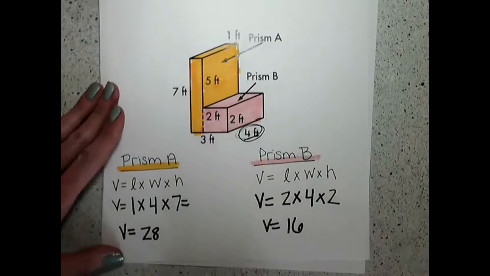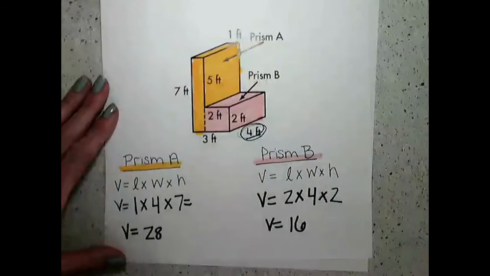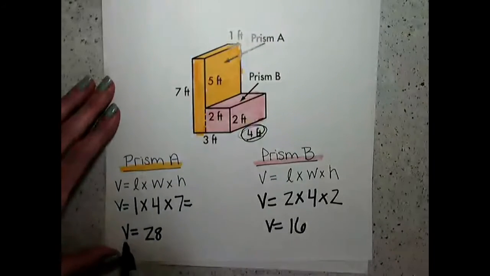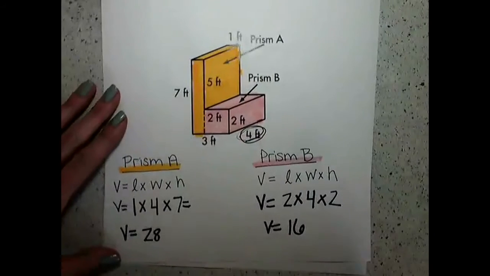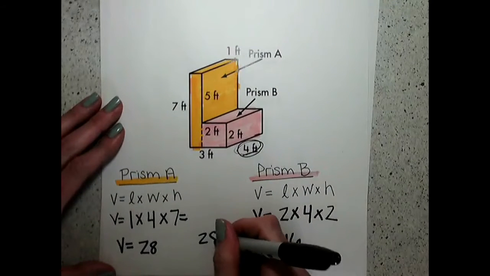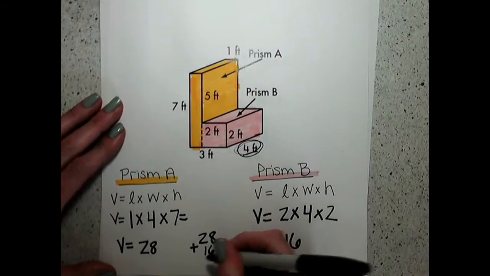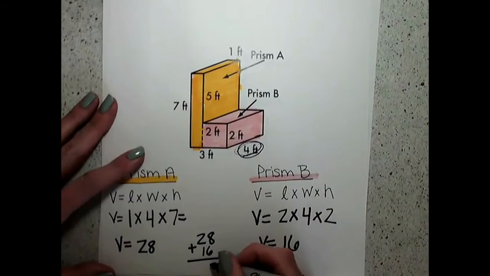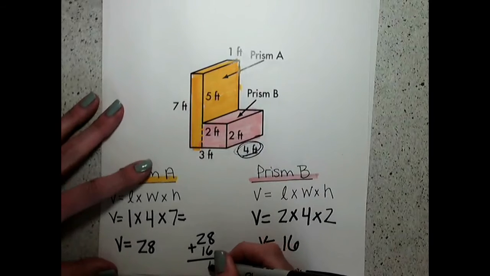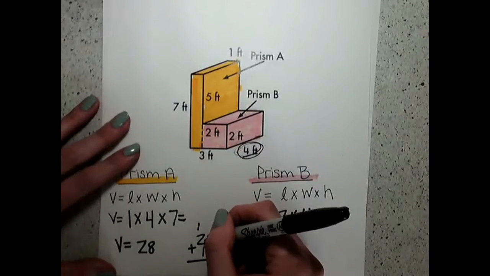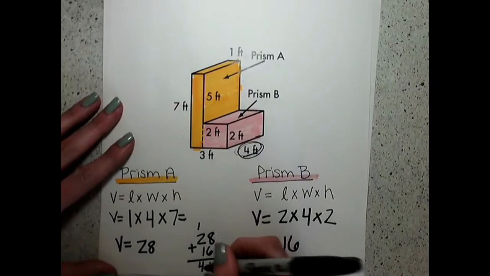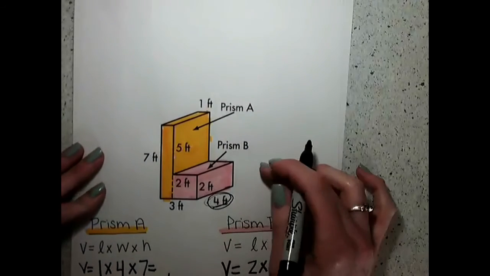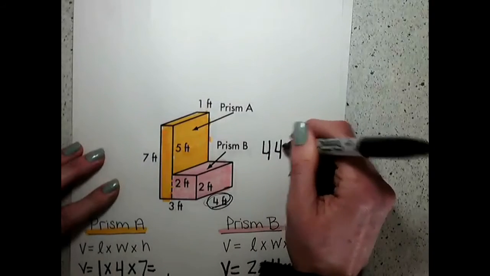Am I done? You might be thinking I'm done, but I'm not quite yet. Remember, in order to find the total volume, I need to combine these two answers. So I'm going to go over here in the middle, and I'm going to find 28 plus 16. 8 plus 6 is 14. 1 plus 2 is 3, plus 1 more is 4. That means my final answer, or my total volume for this irregular prism, is 44 feet.